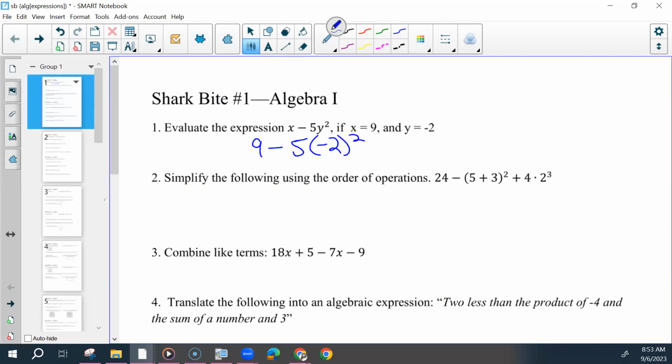And then order of operations, we would square this first. Remember what we talked about the other day with this? This is really -2 times -2, so it should be a positive. Multiply. And then subtract. If you got -11, good job. If you didn't, find where you made your mistake, fix it. Make sure you have all of that work and the answer written in that box.